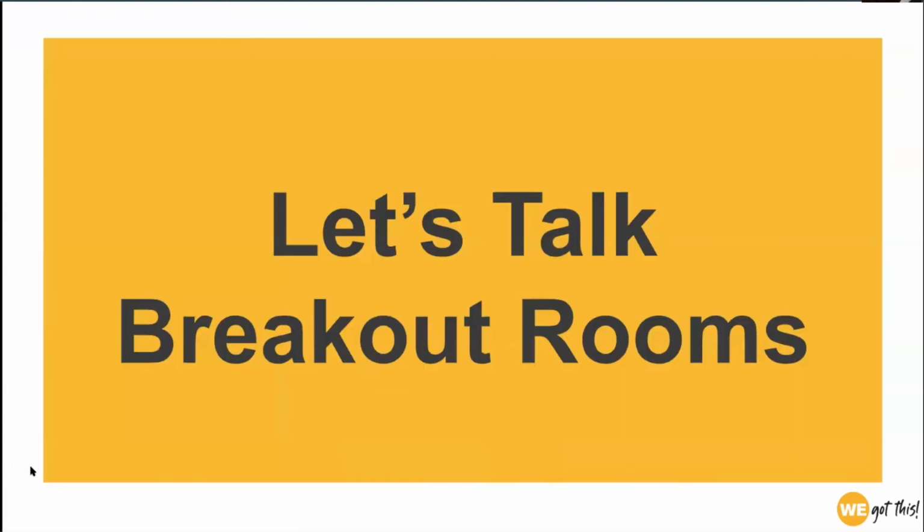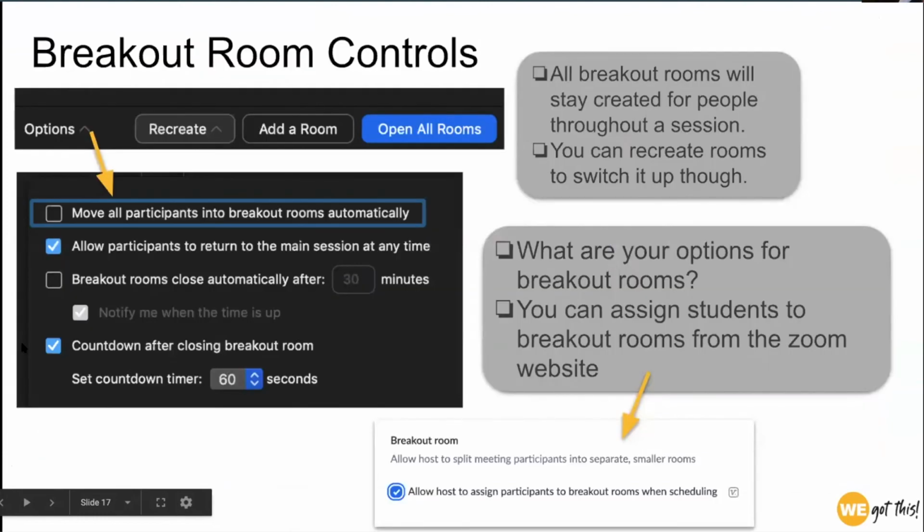Okay. So this is the part where things get a little bit hectic because we have such a large group. We are going to talk a little bit about breakout rooms, and then we're going to try it, and we'll see how it goes. Okay, so for breakout rooms, you do have to make sure you turn on breakout rooms in your settings, and then you have quite a few different controls to work with. Your breakout rooms stay created for the entire Zoom session, and the only way you change those breakout rooms is if you hit the recreate button, which you can do at any time.